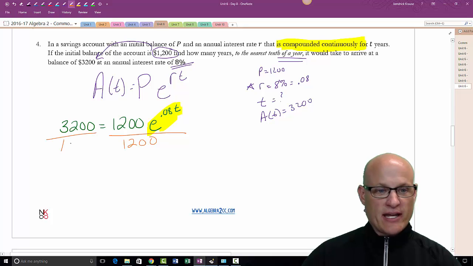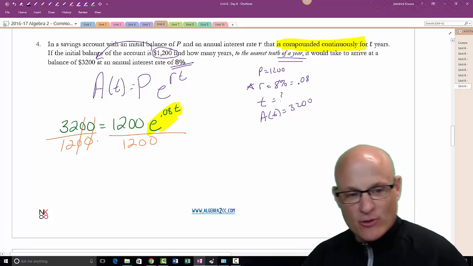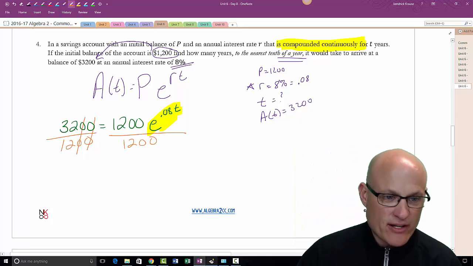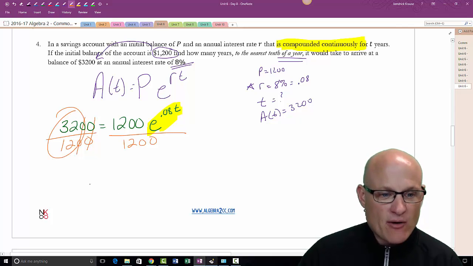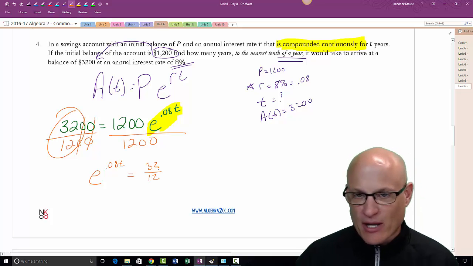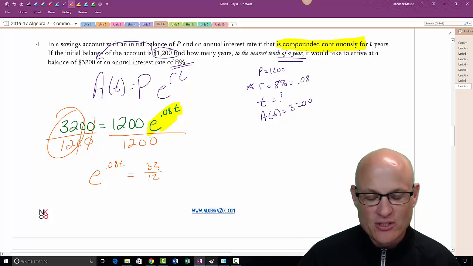Now, I talked to you yesterday about casting out zeros, right? Get rid of it, get rid of it. Of course, you could put it in your calculator, and it would tell you this is 8/3, whatever. Just get rid of the zeros and use this. So now I know that e to the 0.08 t equals 32 over 12. If you put that in your calculator, it's probably some crazy decimal, so don't do that. Just leave it like that.